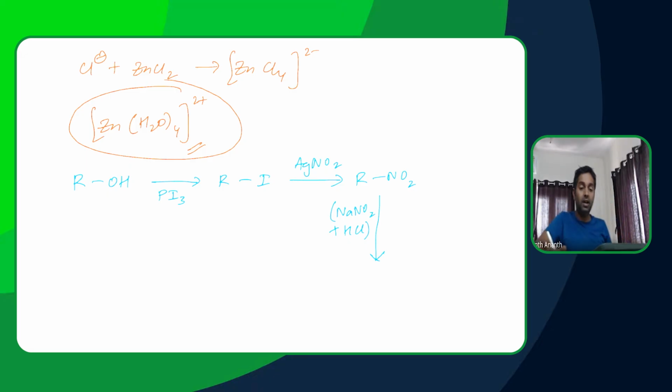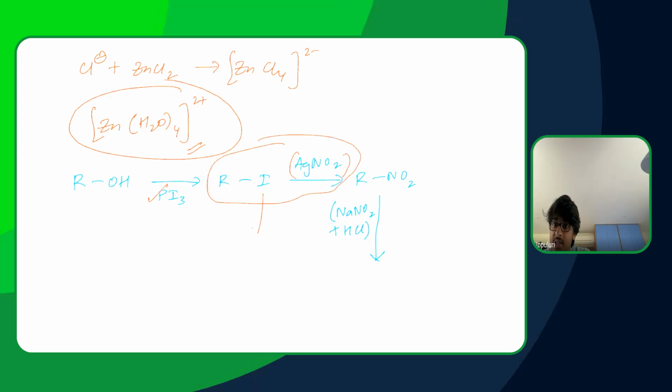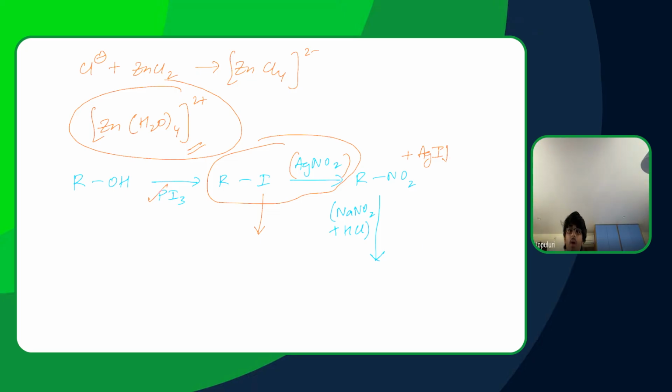Now let's start discussing each part here. I'm assuming this part is okay. Now AgNO2. What is happening here? Acid base? No, not acid base, my bad. What is the reason why the reaction happens?